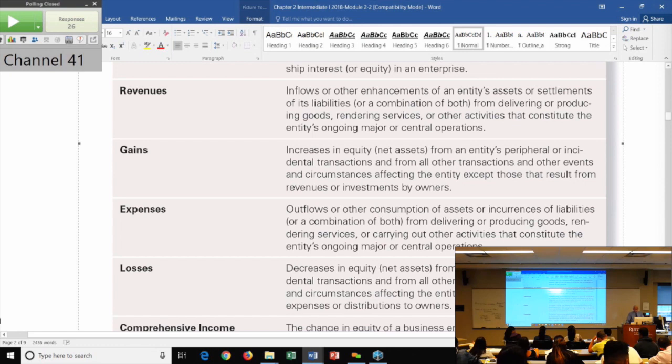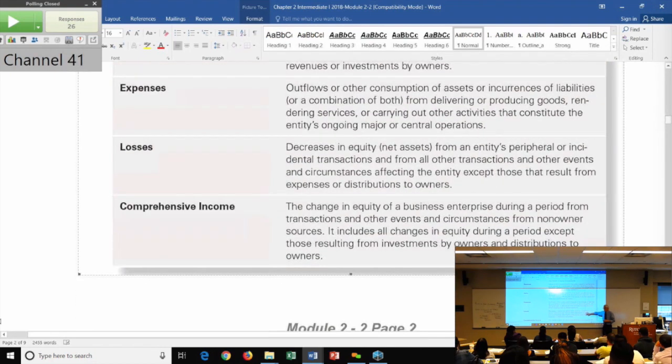The same thing is to be said for your understanding of expenses versus losses. Expenses and losses are pretty much the same in the sense that they're asset outflows or increases in liabilities. Assets go out or liabilities go up when you have an expense or a loss. But the difference is, again, expenses are from the major or primary operations of the company, where losses are peripheral to that company's major operations.